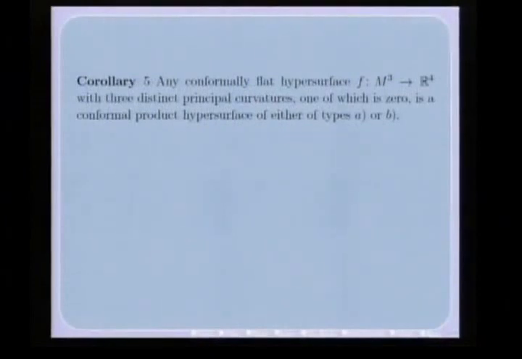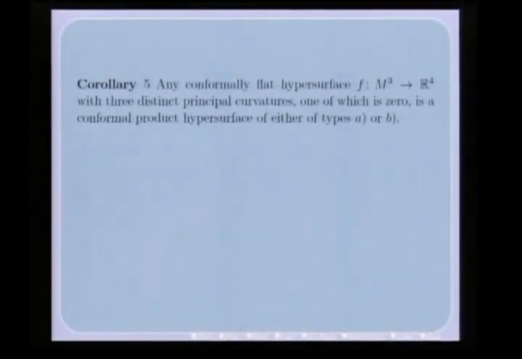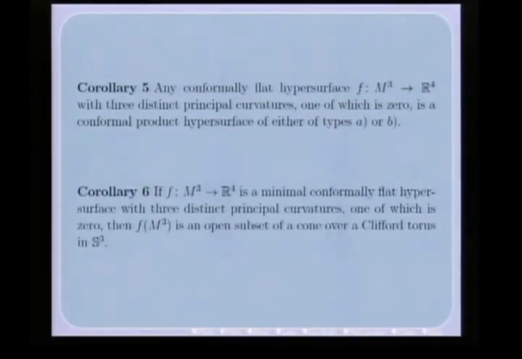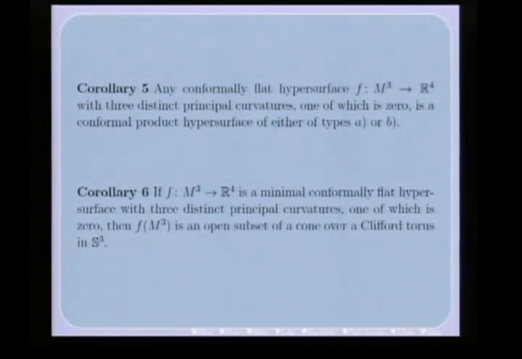And in particular, if you have a conformally flat hypersurface in R4 with three distinct principal curvatures, one of which is 0, it must be one of the hypersurfaces in the previous examples of types A or B. A cylinder over a surface of constant Gauss curvature in R3, or a cone over a surface with constant Gauss curvature in S3. And in particular, if this hypersurface is minimal, it must be a cone over a Clifford torus.